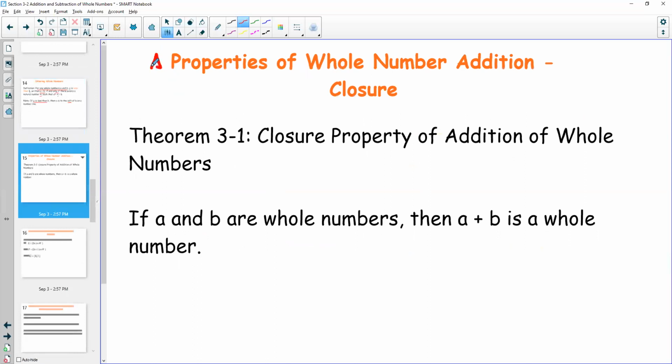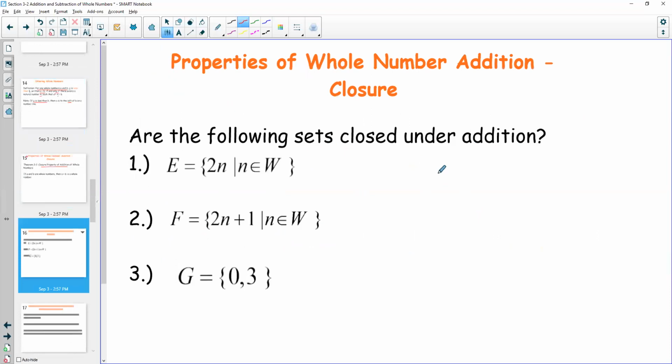So we are into properties now. There is an important property called the closure property of addition of whole numbers. If A and B are whole numbers, then A plus B is also a whole number. What we use this for is to determine if a set is closed or not.